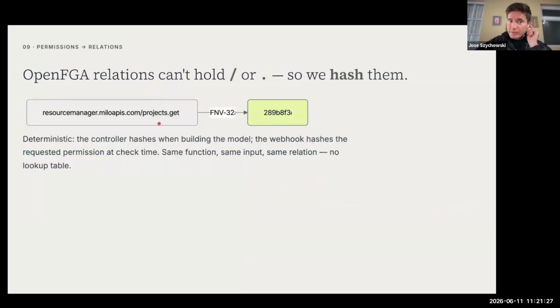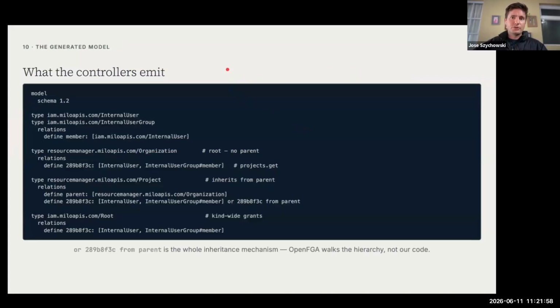Why is that? Because when we tried to add the fully qualified permission, OpenFGA wasn't allowing us to use slashes or some special characters. So for the effective permission, we just hash it and have a deterministic value. So this allows us to not need to create a lookup table. And as it is deterministic, the webhook can also hash the same permission and is going to get the exact same result. So every time a protected resource is created, our model schema in OpenFGA receives the update.